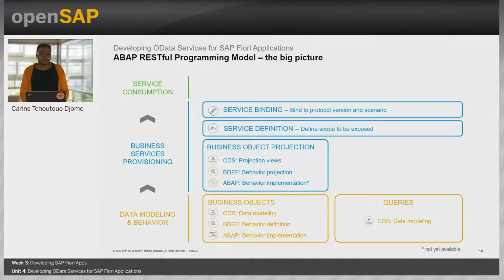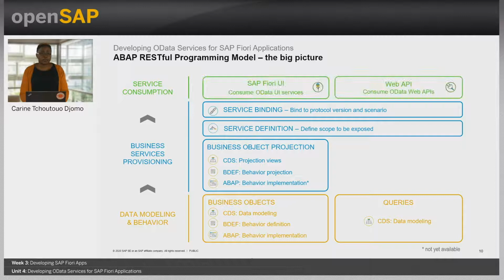And then the service binding, also a new development object, where the concrete binding of a given service definition to a given use case and OData protocol occurs. At the top, we have the service consumption layer where the published OData services are consumed. Two use cases are supported here: the development of SAP Fiori apps and the consumption of the exposed web API by third parties.